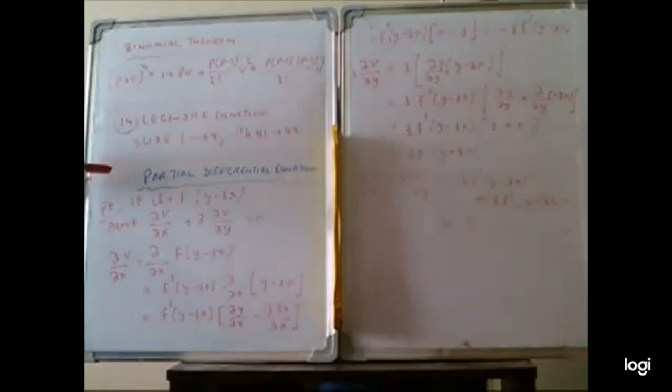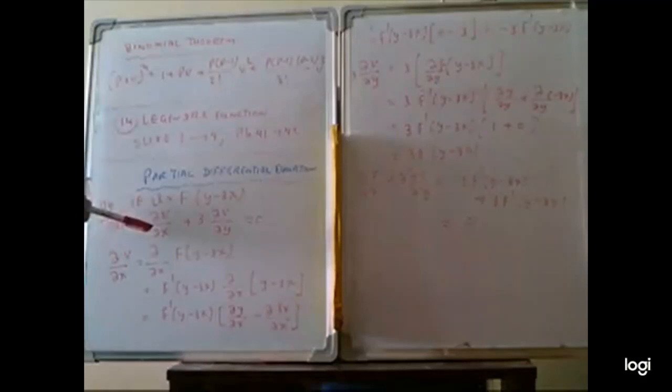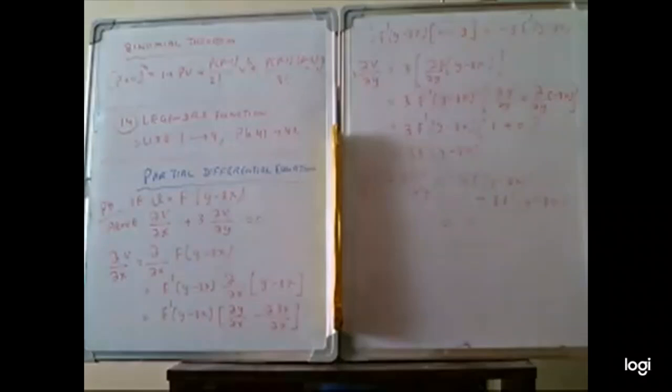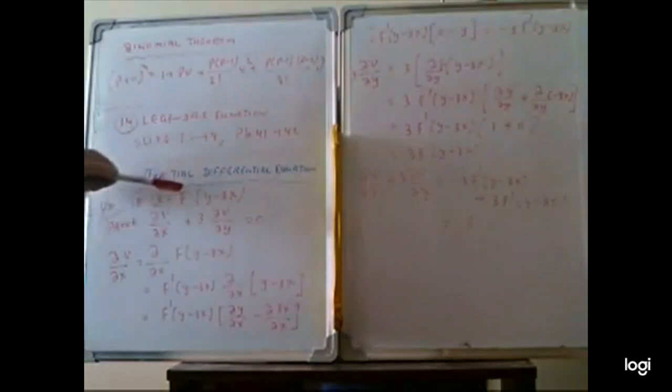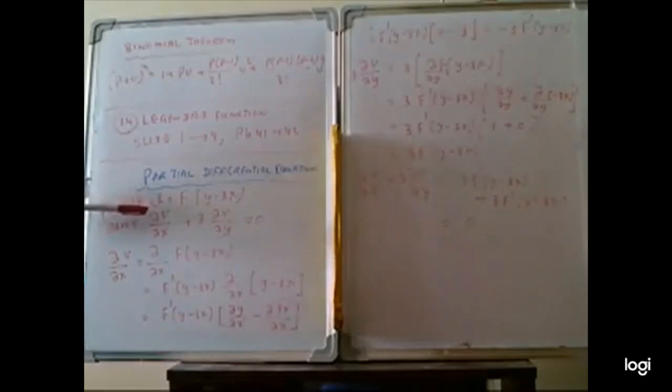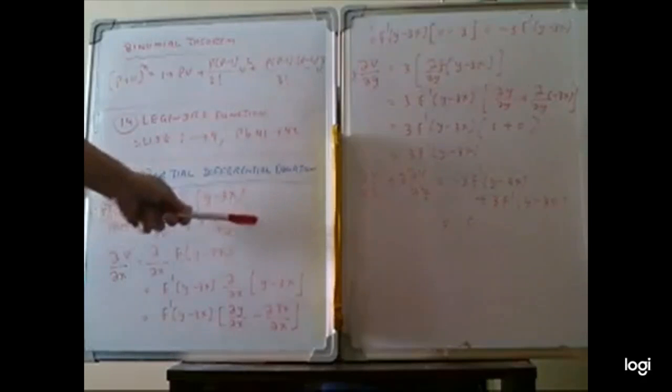The next one is the partial differential equation. Partial differential equation means that if you differentiate with respect to x, only the x term has to be differentiated. All other y or z, everything you have to put as 0. This is the partial differential equation. So if v equals f of y minus 3x, you have to prove the partial differential, del v by del x plus 3 del v by del y equals 0. Del means the partial differential.